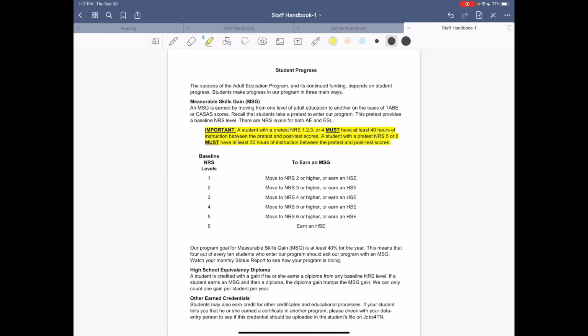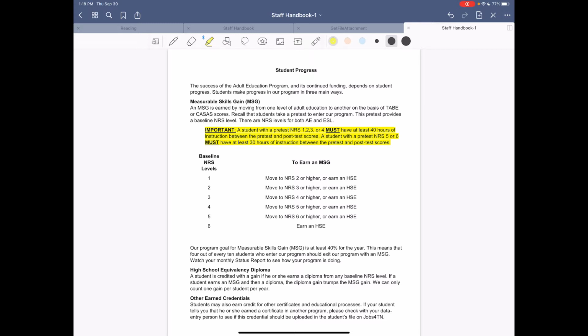In this module, we're looking at student progress, and this is probably, in my opinion, the most important module in this entire training because our funding from the federal government depends on student progress. If our students don't make progress, our program does not get funded, which means our jobs are not continued. So student progress is directly tied to our paychecks.